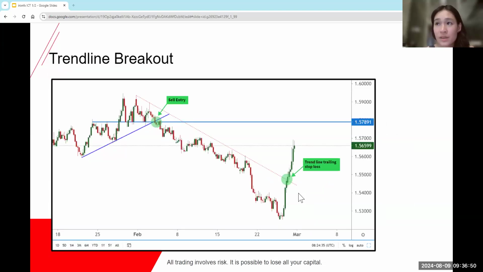Again, it's the same price chart, but using a different method. Now we're using a trend line breakout. Price is moving in a descending trend line. Remember, for a valid trend line, it needs to have at least 3 touches. Here we have 1, 2, and 3. You can see price moving in a descending trend line. Once it breaks above the trend line, we are stopped out.